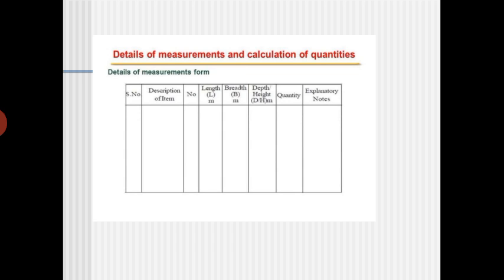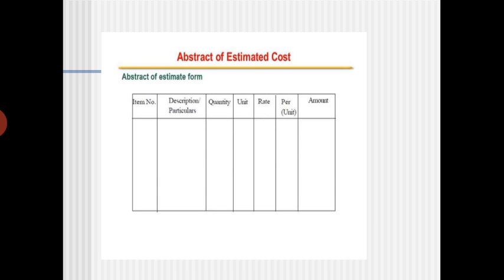This is a detailed estimate, and this is the abstracted form. Here you can see that the item number is there, the description is there, the total quantity is there, meaning you don't have any length, breadth and width. So we are only writing the quantity, the units, the rate, how much is the unit, and then the total amount.